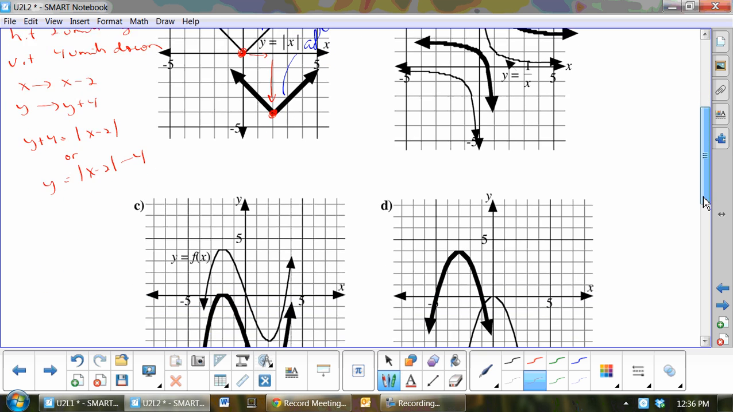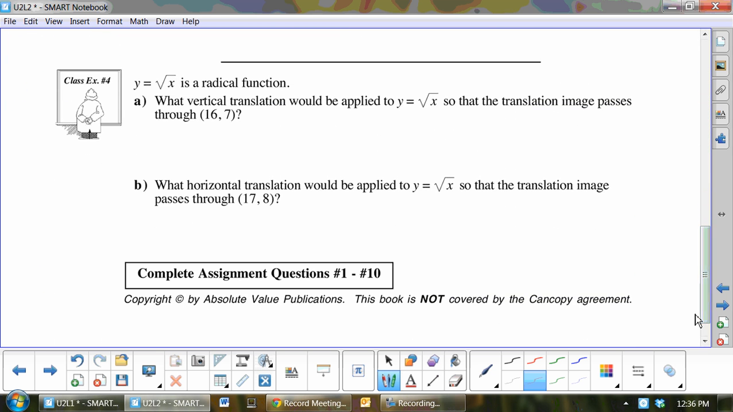Okay, one more example. Okay, again, something common that could show up on a diploma. What horizontal translation would be applied to y equals square root x so that the translation image passes through 17, 8? Now, you have to kind of do one of these to actually see how they all work. And basically, they won't give you a vertical and a horizontal at the same time when you're finding this. So this one's giving a horizontal and A was giving a vertical.